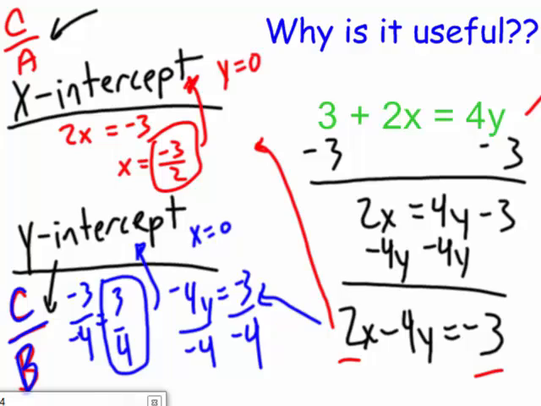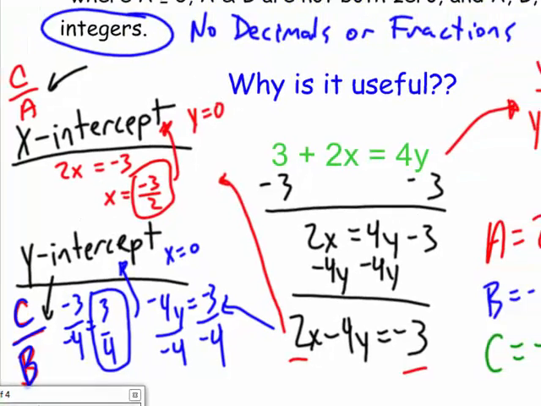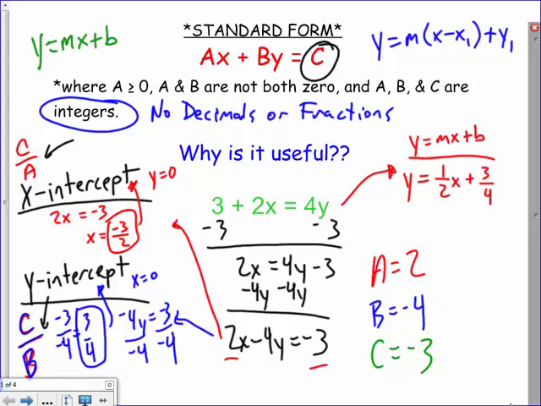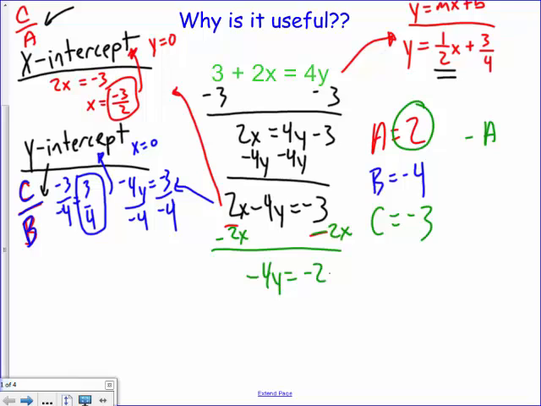Could I also do the slope? Is there something I could do for the slope? Well, let's look at this over here. Our slope is 1/2. Well, if I had my equation down here, I would first have to subtract the 2x over. So really I have the opposite sign of a. I have like a -a. And then I end up dividing by a -4, right? Because I'd have -4y equals -2x minus 3. And then I'd have to divide by -4.